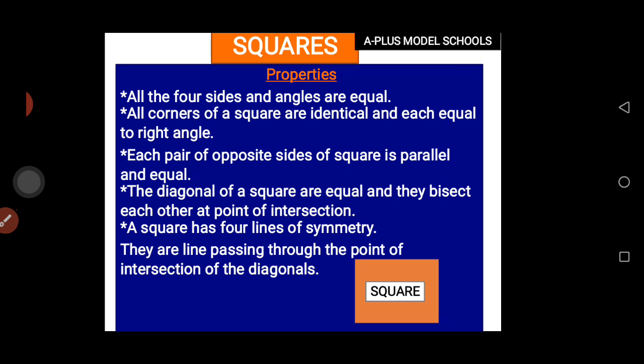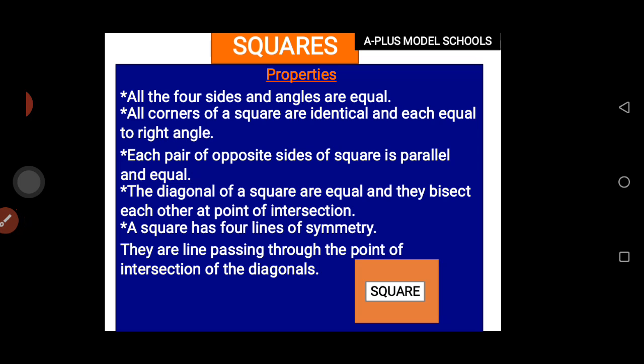A right angle is formed when 2 perpendicular lines meet. For instance, look at this angle. When you look at it very well, you will notice that it is a right angle. So when you check all the angles, you see that they are all right angles.